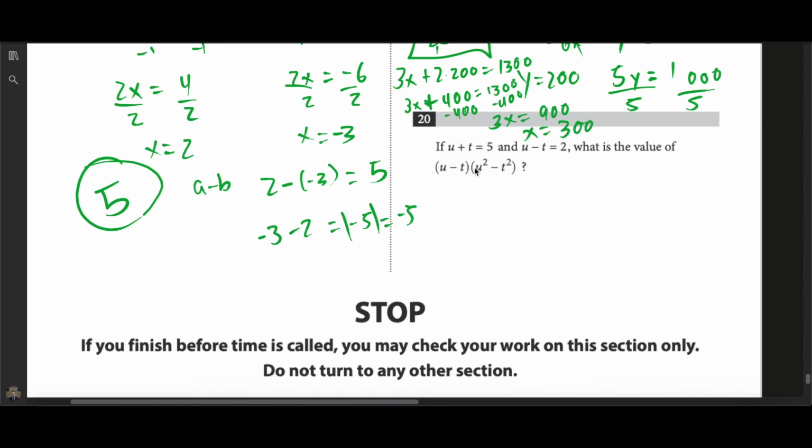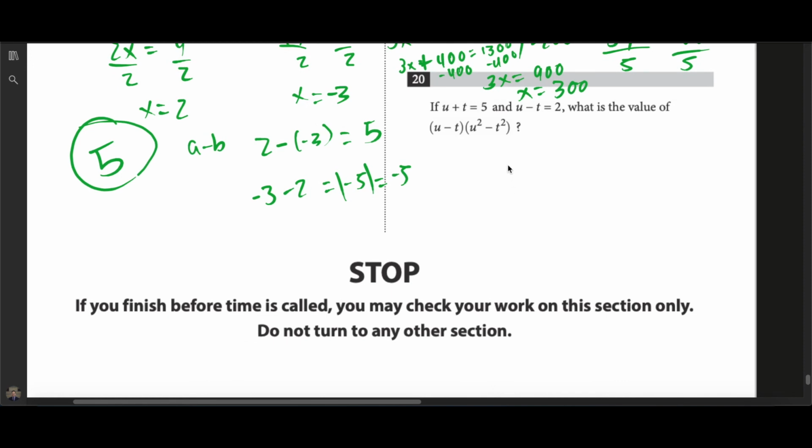Finally, 20. If u plus t is equal to 5 and u minus t is equal to 2, what is the value of u minus t times u squared minus t squared? Oof, okay. For this one, you might need a little bit of room. The first thing you need to do is solve for u and for t. Well, actually, u minus t is equal to 2, so we already know that that's going to be 2 right there, so we don't need to stress too much about that.